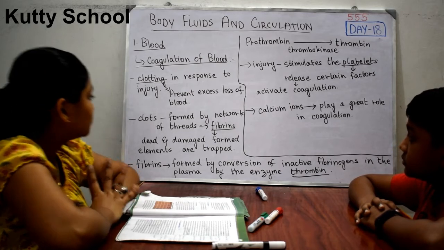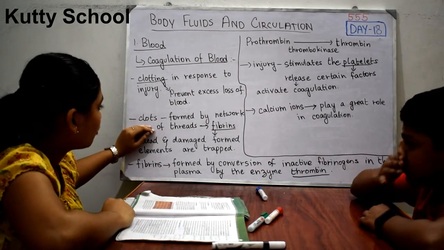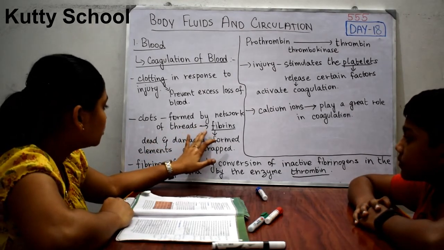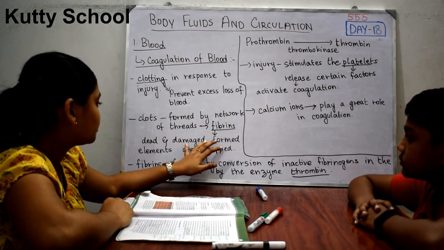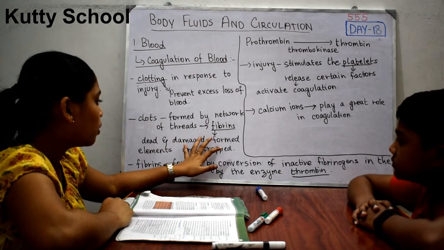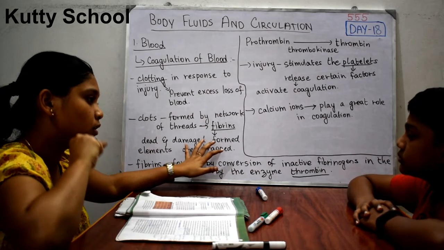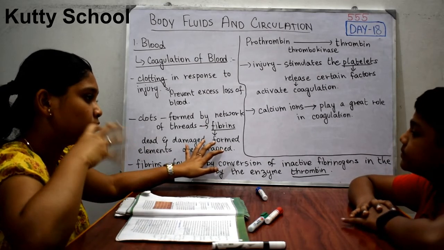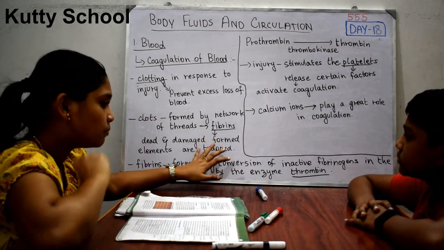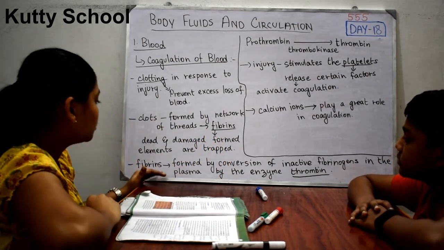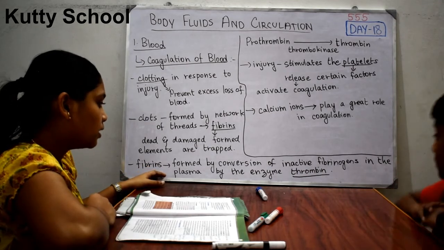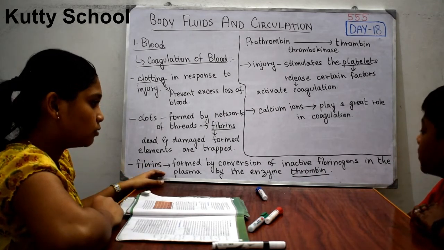Okay. So these clots generally are formed by a network of threads called fibrins. So these fibrins act on dead and damaged formed elements, and what these fibrins do is they trap those formed elements, dead and damaged RBCs, WBCs, platelets. So these fibrins will trap them. Okay. So these fibrins are formed by the conversion of inactive fibrinogen in the plasma by the enzyme thrombin.